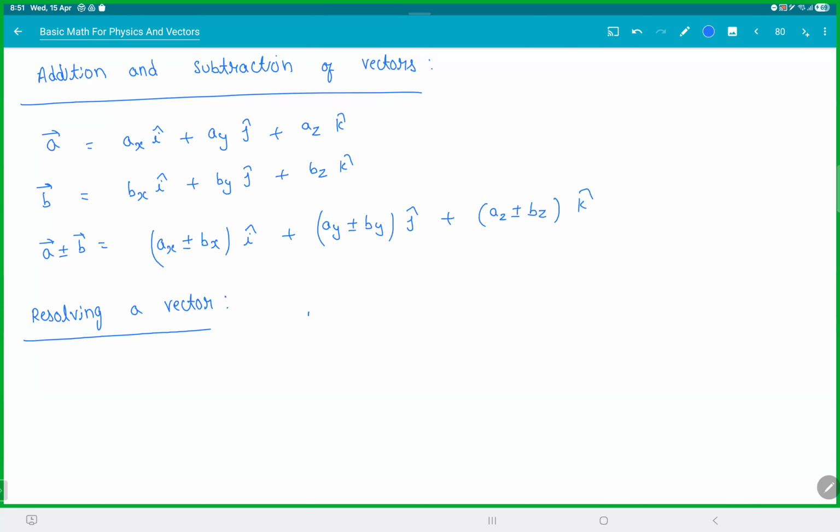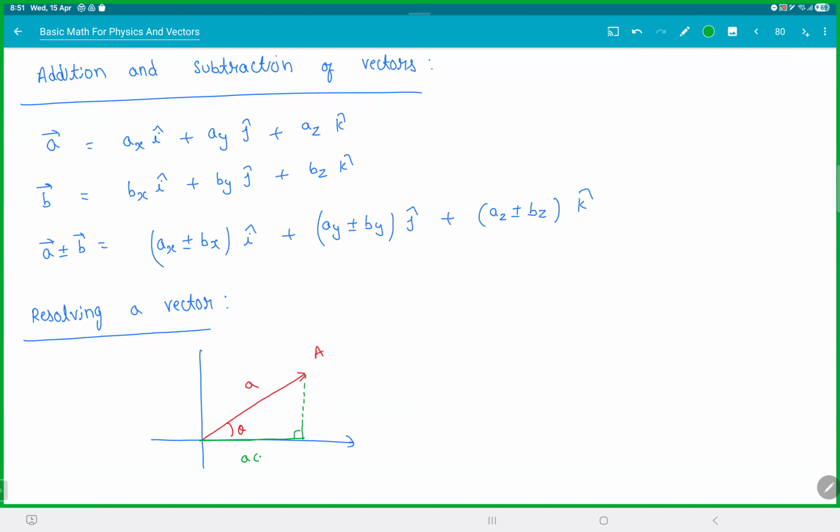So if you have a magnitude and an angle and they ask you, what is this vector? Again, go back to the basics. What is a vector? It simply tells you the position. So what it simply tells you is, this is your x coordinate, which is a cos theta.